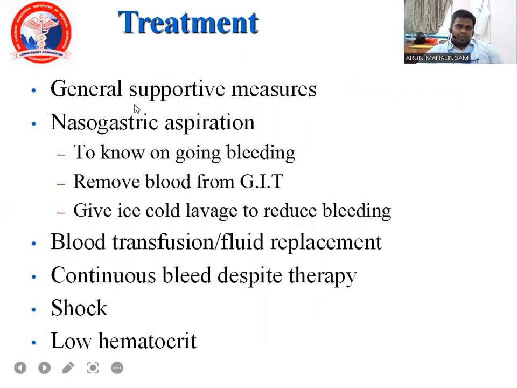General and supportive measures: you can start a patient on nasogastric aspiration to know ongoing bleeding and to remove the blood from the GIT, give an ice pack and cold lavage to reduce bleeding, blood transfusions and fluid replacement, and continue if there is continued bleeding despite therapy, shock, and low hematocrit.